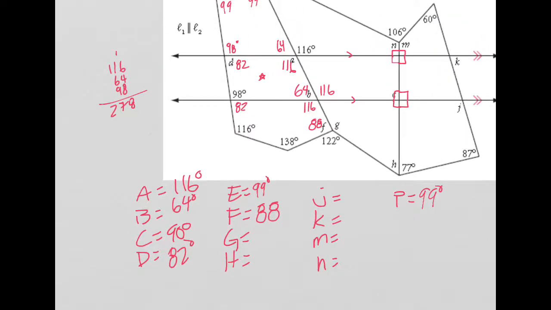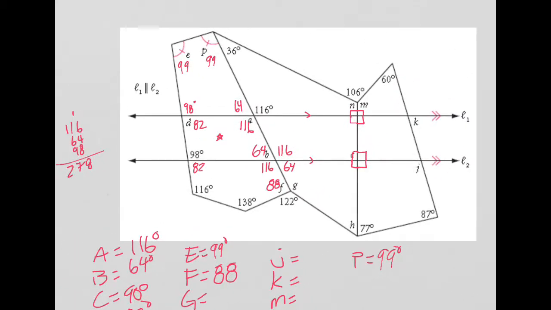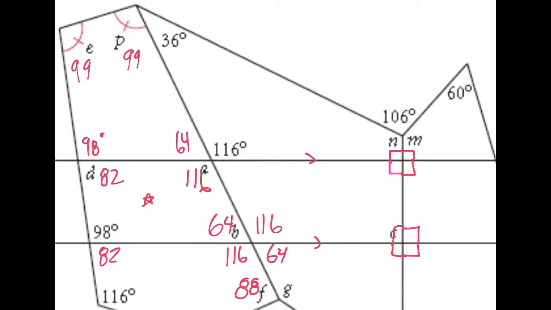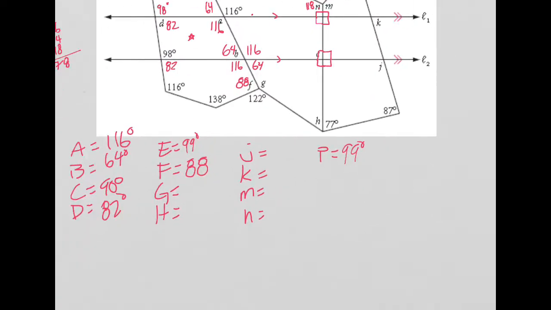All right, where else can we go? We know this little dude is 64 right there. Where else? Hey, look, we can find N. N is part of this 1, 2, 3, 4 sided shape. And we know we have angles of 36, 116, and 90. So take 360 minus 36 minus 116 minus 90 to find that N has to equal 118 degrees. 118 degrees for N right there.